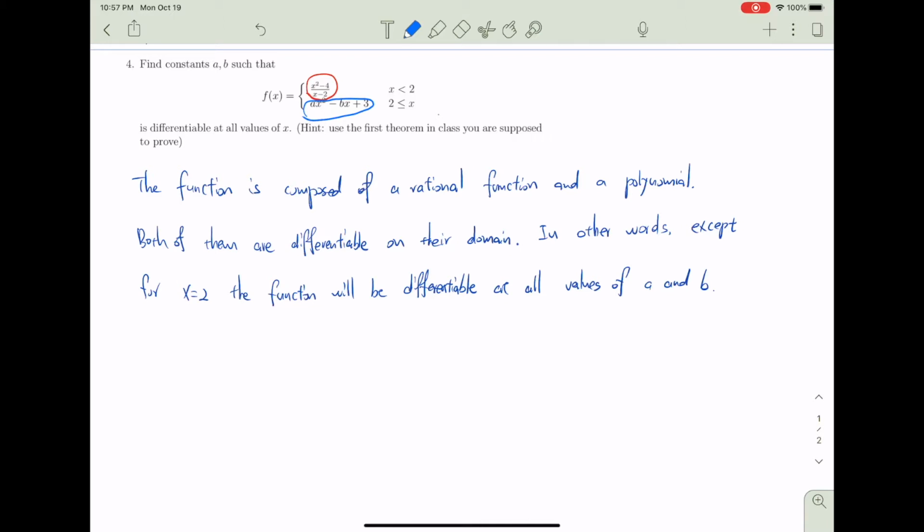So what we need to do is just focus on the point x equal to 2 to discuss the differentiability of the function at that point.